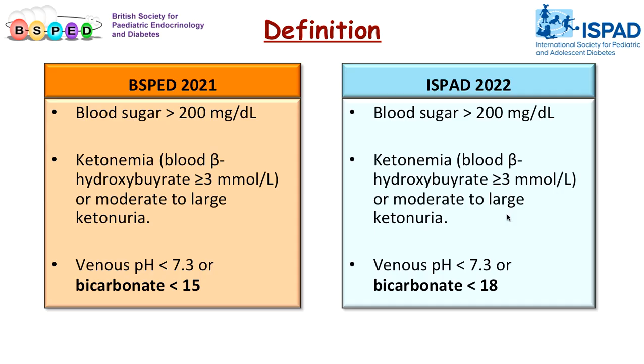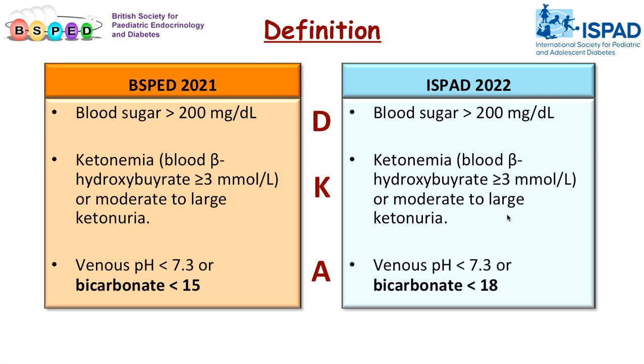If we talk about definition of diabetic ketoacidosis, it can be easily remembered by the acronym DKA. So you need diabetes, that is blood sugar of more than 200 milligram per deciliter. Then you need ketonemia, that is blood beta hydroxybutyrate level of more than or equal to 3 millimole per liter. And then acidosis defined as venous pH of less than 7.3.